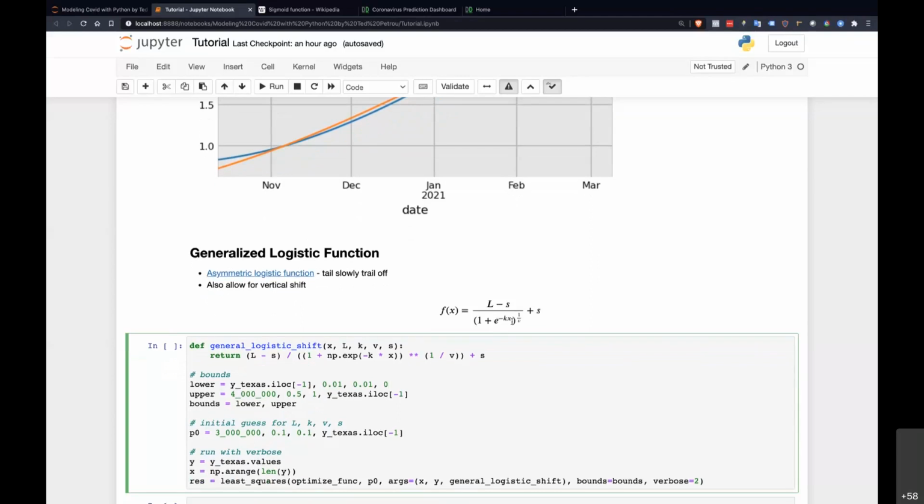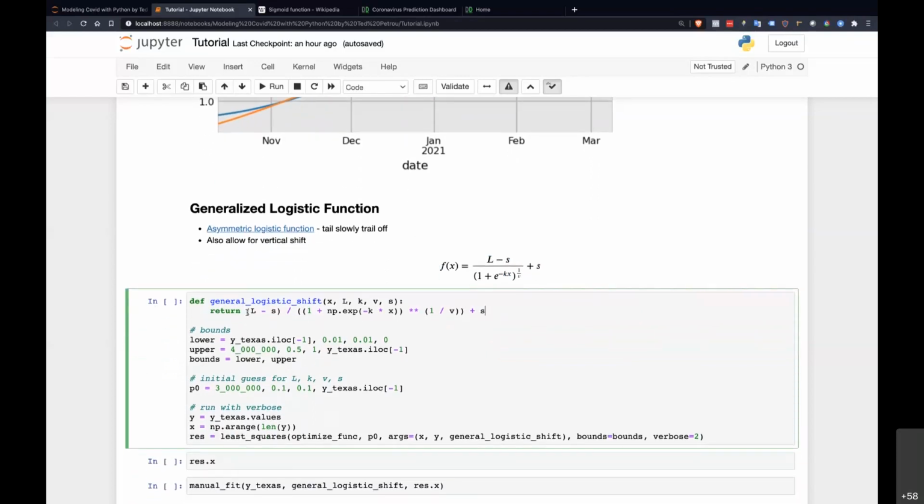So its form is like this. There is no X naught, but this V controls the horizontal shift. I've also added a vertical shift up here, so this minus S and then plus S will account for the vertical shift. All right, so here's the function in Python, and here's our new model. The way it's written, we can pretty quickly see how this model works. The only thing we need to do is change the bounds and our initial guess, and the least squares call is just about the same. We just change the function over here.